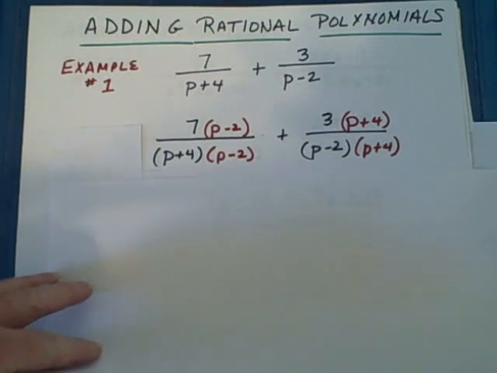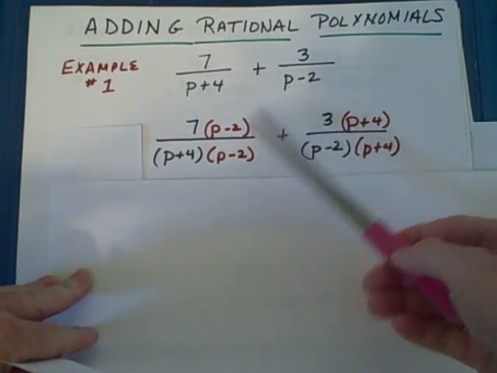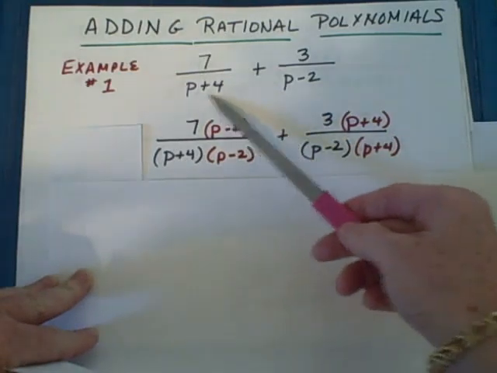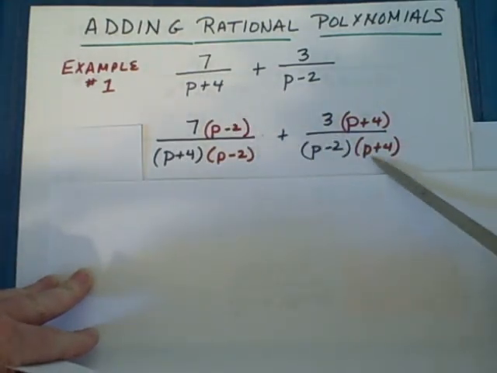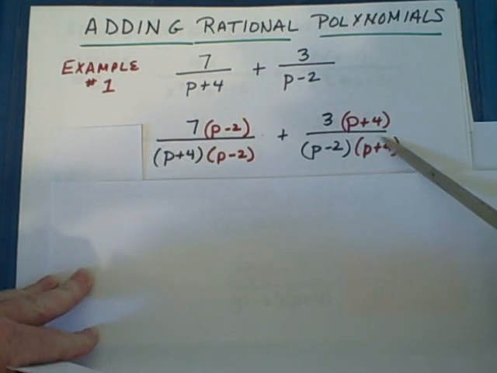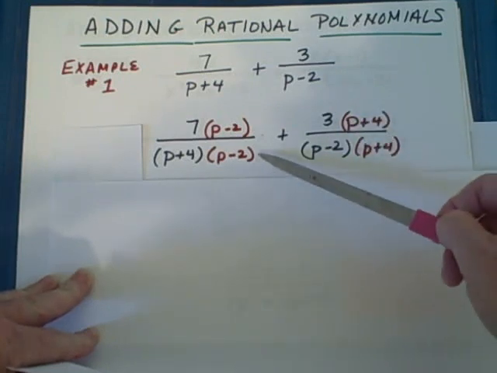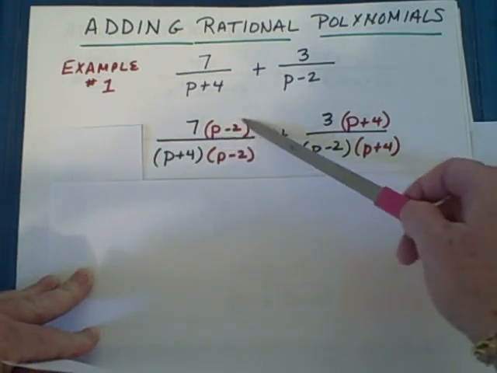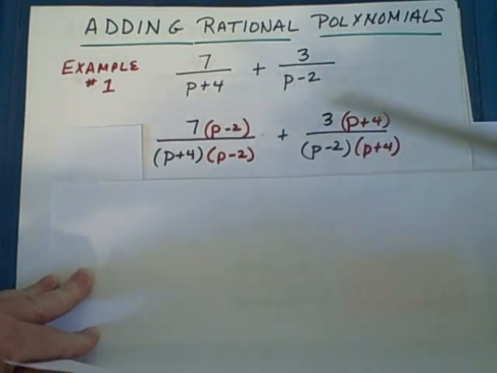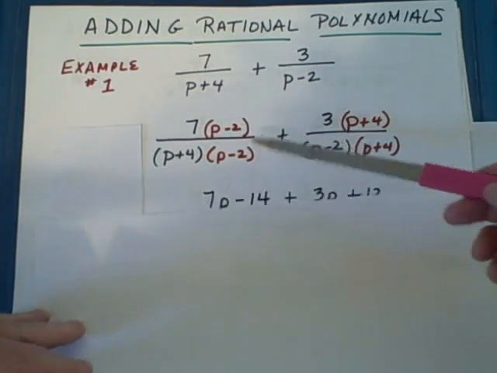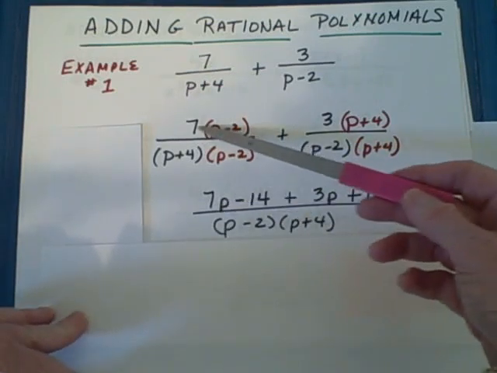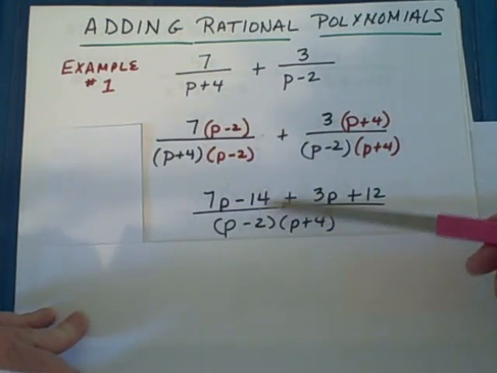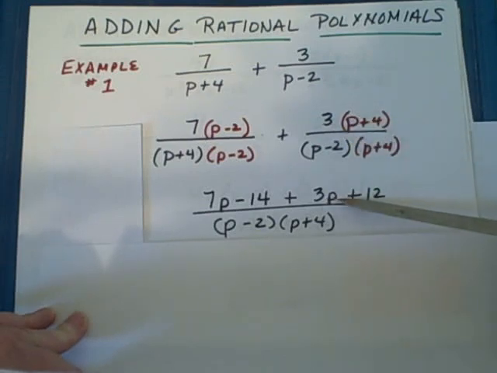We do this by putting p minus 2 in this denominator and putting p plus 4 in this denominator. Notice, however, if we put this in the denominator here, then we must also multiply the numerator by it. By the same token, if we put p minus 2 in this denominator, we have to multiply by p minus 2 in the numerator. We multiply in: 7 times p gives us 7p, and 7 times negative 2 gives us negative 14. 3 times p gives us 3p, and 3 times 4 gives us 12.